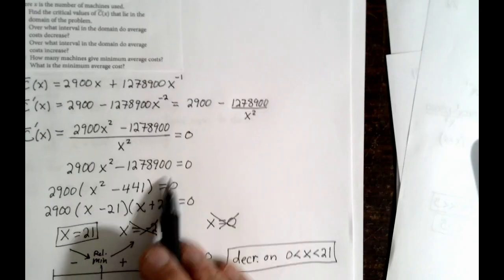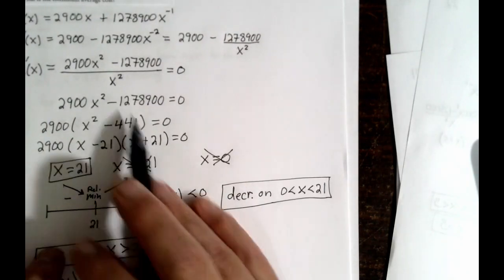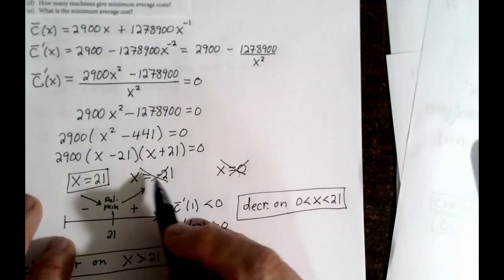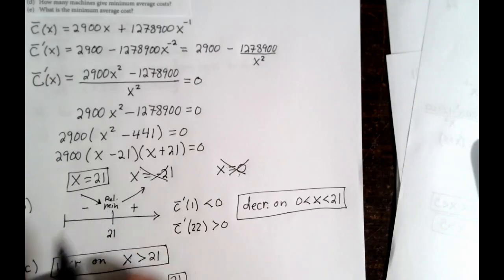I set the numerator equal to 0 and factored it, and I got 21 and minus 21. My denominator is where it's divided by 0. I got 0. But remember, we only care about greater than 0. So equal to 0 is out, minus 21 is out, so the only one that matters here is 21.